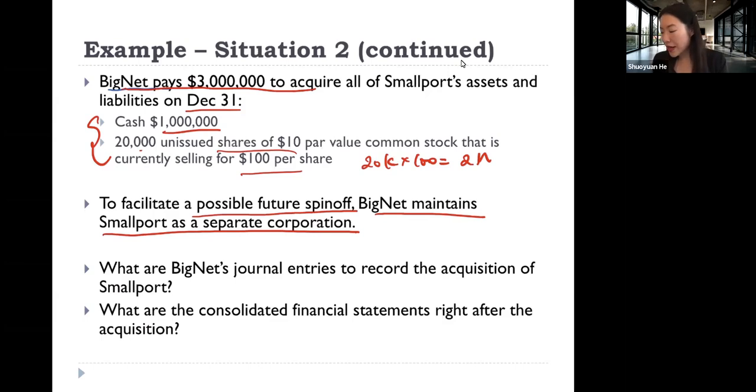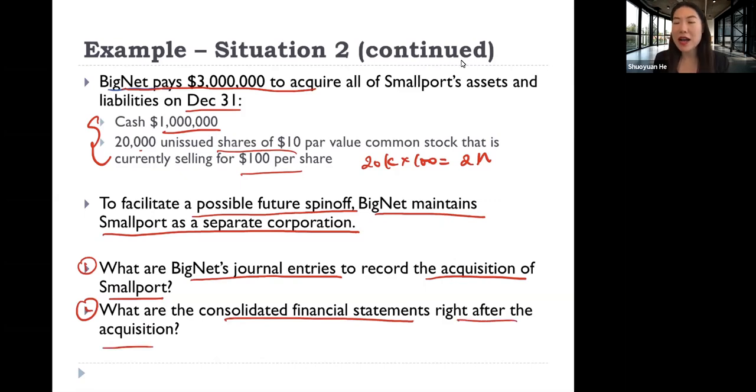The question is, first, what is BigNet's journal entry to record the acquisition of Smallpot? And secondly, what are the consolidated financial statements right after the acquisition? Please take 5 minutes. Try to work on it on your own, and we're going to go through the example. You can pause your video for now.